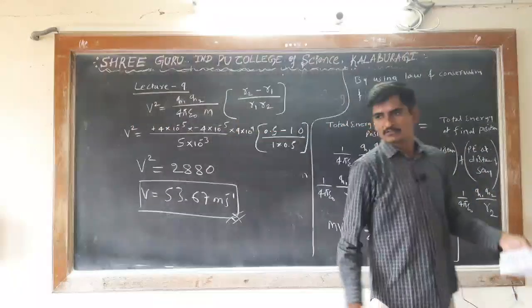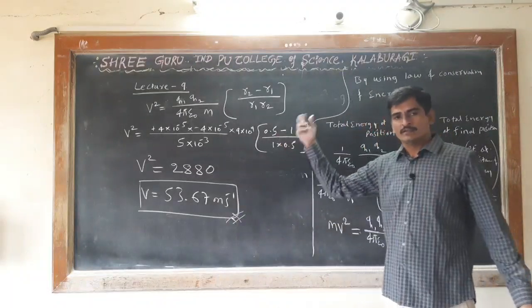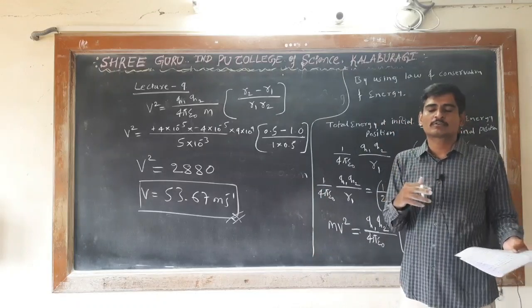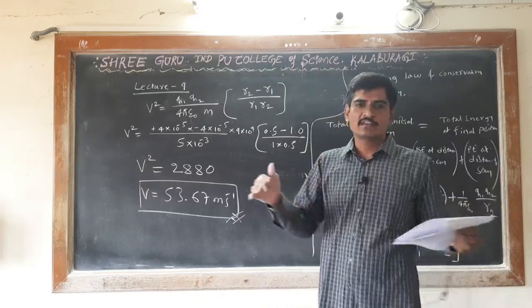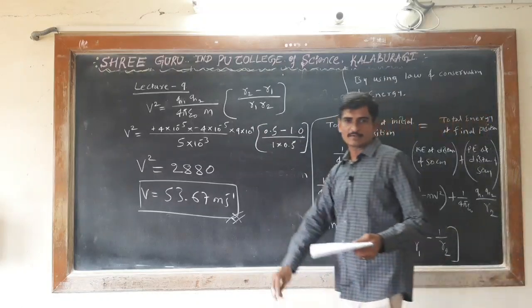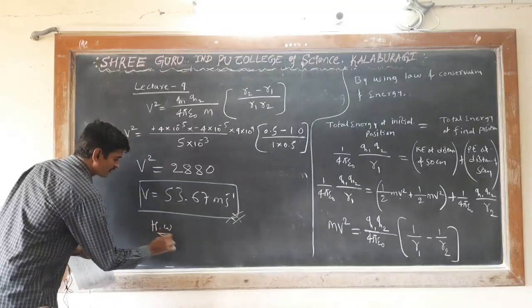Got the idea? So this is how you can get the velocity if initially the charges are at rest, and in the previous question we got the final position if initially they had velocity, by using the potential energy. Okay. So next, homework. Write down these two homework questions.